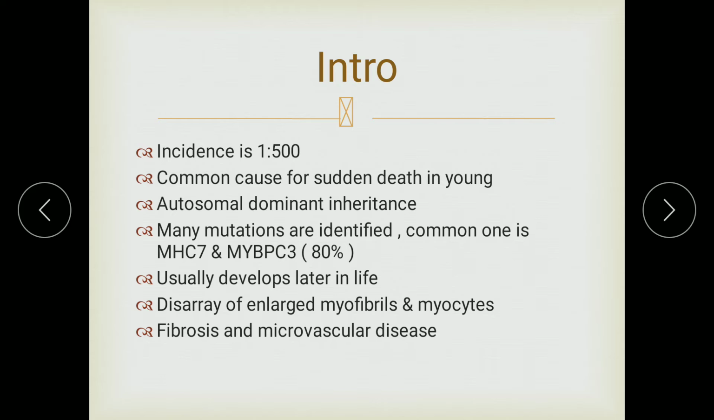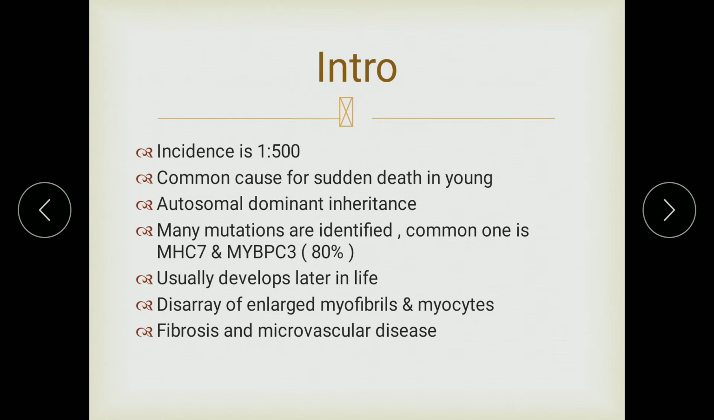Incidence: it is common, with an incidence of 1 in 500 in Asia and other regions also. It is one of the common causes of sudden death in young patients. It is autosomal dominant inherited. Though many mutations have been identified, the most common ones are MYH7 and MYBPC3, which are found in nearly 80% of the patients. Nearly 1400 mutations have been identified so far, but these are the most common ones.